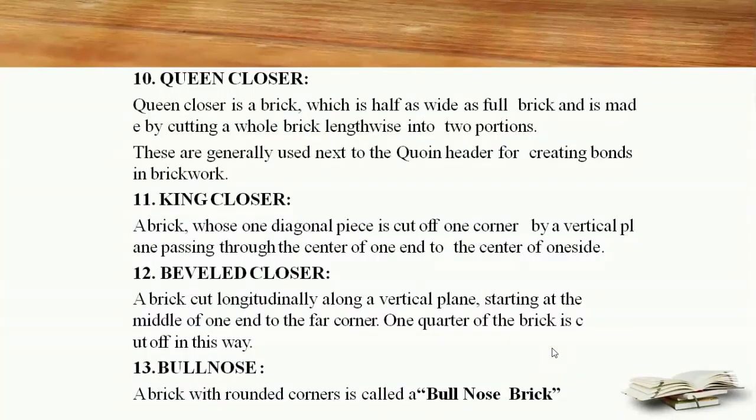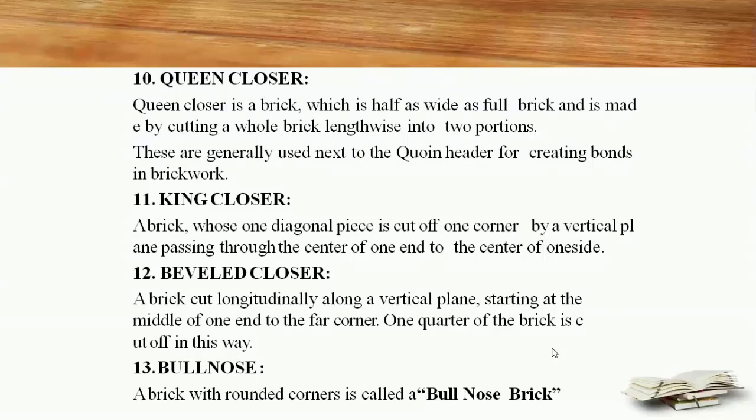Then queen closer. The width of the queen closer is half that of the original brick width. It is obtained if the brick is cut into half its length. The next is the king closer. It is the brick in which the corner is cut so as to get half header and half stretcher on adjacent faces. I will show you the figure also.